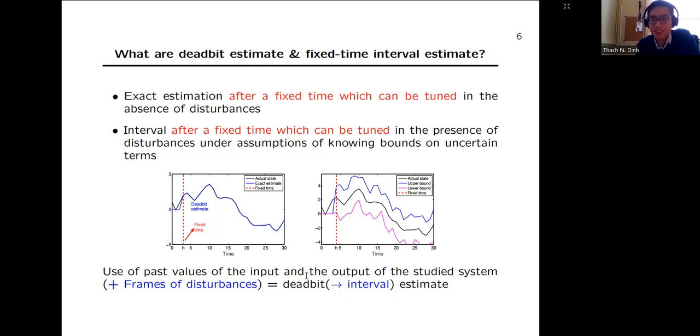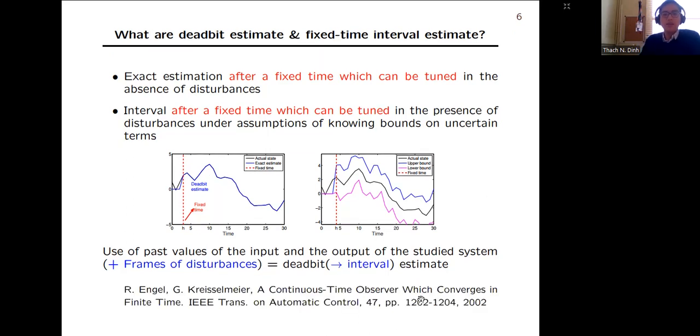So the challenge here is how to construct the deadbeat estimate. The idea is based on one paper in 22, and I really recommend you read this paper. It's a very short but excellent paper, giving a very interesting idea.